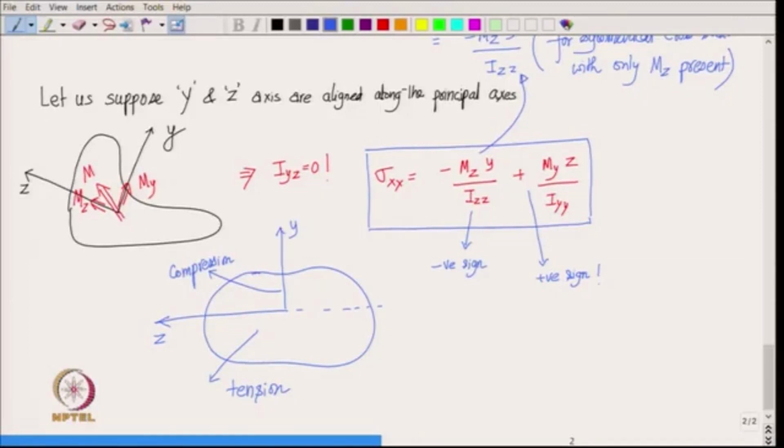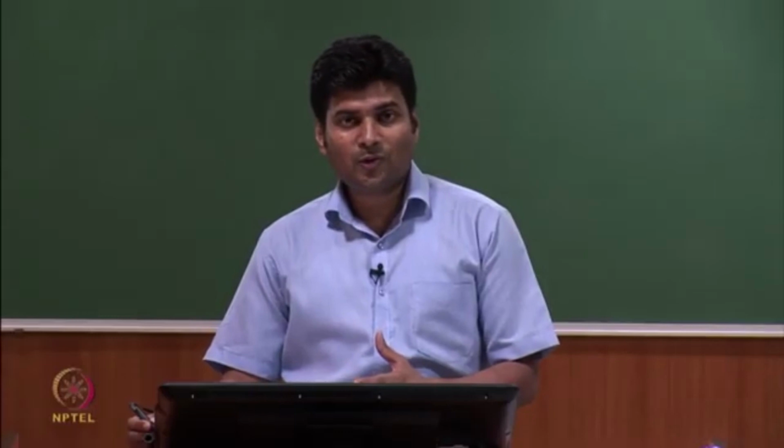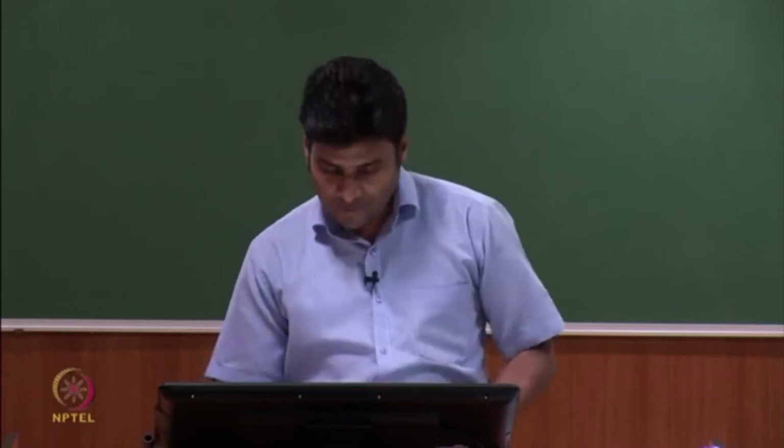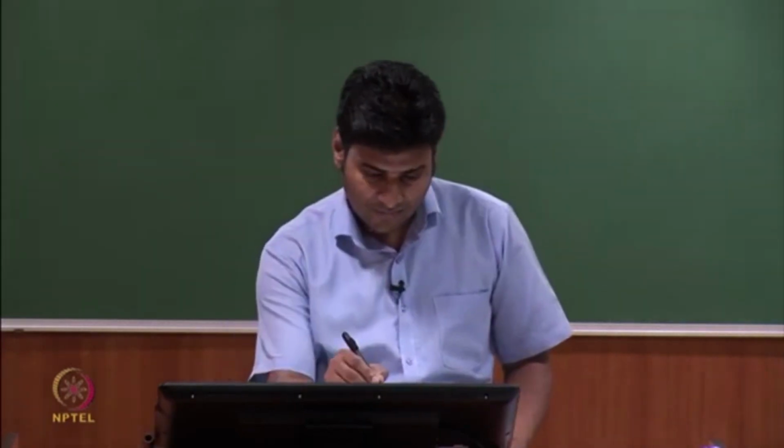Okay. So, another interesting point to note is that even though the cross section is unsymmetrical, if we apply moment along the principal axis, then the formula for sigma x x is really simple, right. It is as if the cross section is symmetrical. So, I can make that remark here.